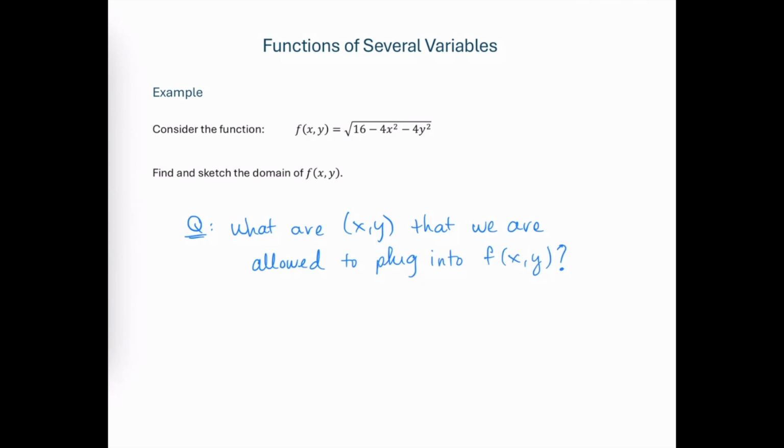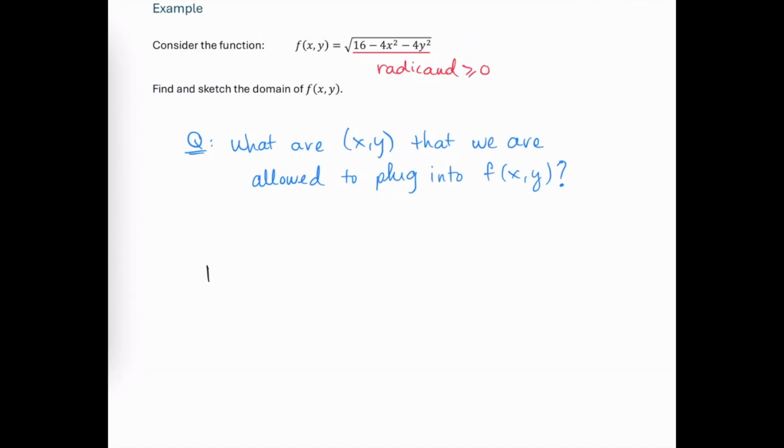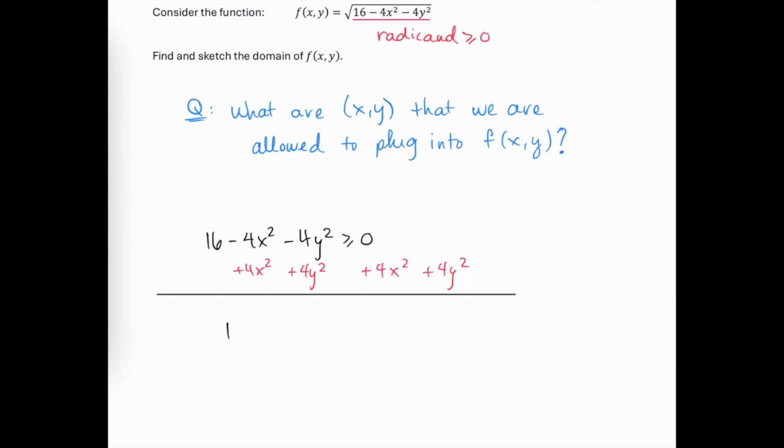Well, this function is a radical function, and so of course the radicand has to be greater than or equal to 0. So let's begin with that. We'll take the radicand and find the xy ordered pairs that cause this radicand to be greater than or equal to 0. So let's move things around a little bit. Let's add 4x squared and add 4y squared to both sides, so that we get 16 is greater than or equal to 4x squared plus 4y squared.